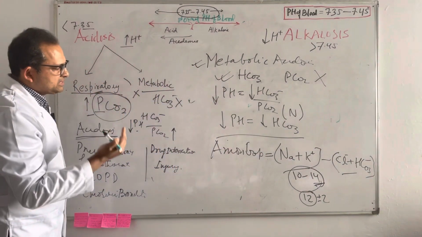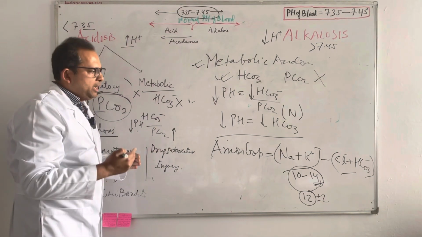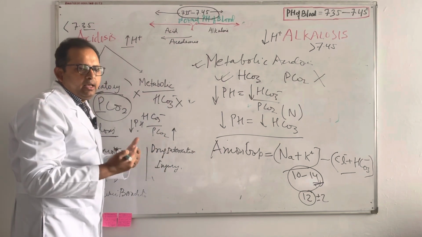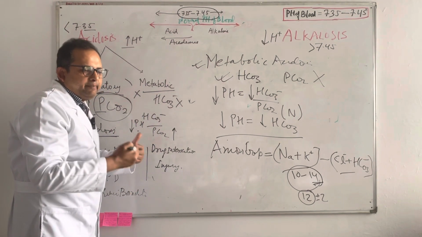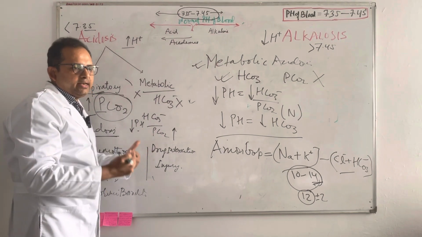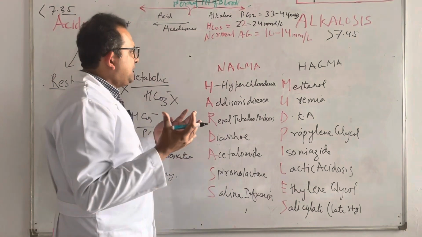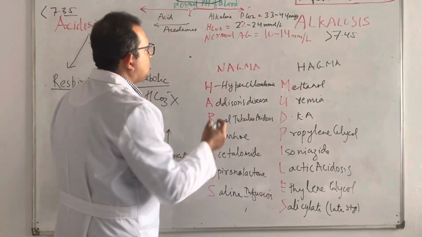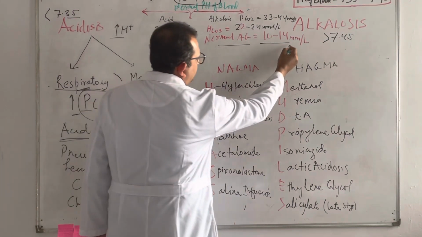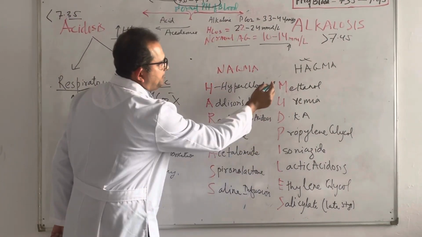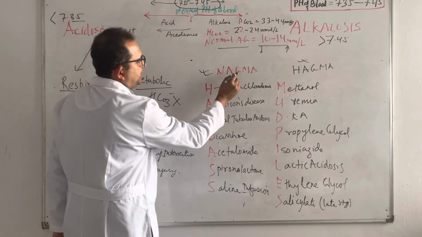If it is less than 10, that means it's a normal anion gap. That's called NAGMA. If it is more than 14, it's called HAGMA, high anion gap metabolic acidosis. NAGMA is normal anion gap metabolic acidosis. HAGMA is high anion gap metabolic acidosis. So metabolic acidosis has either a high anion gap or a normal anion gap. The normal anion gap, as we discussed, is between 10 to 14 millimole per liter. If it is higher than 14, it will be HAGMA. If it is less than 10, it will be normal anion gap metabolic acidosis.